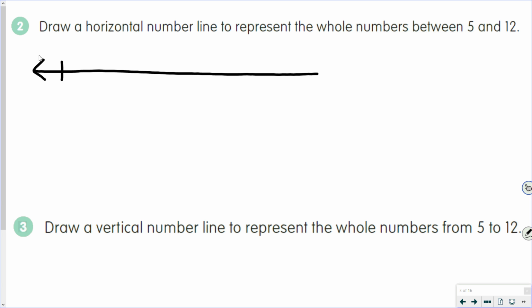Okay, but we have to make sure that the number fits the other criteria. So we want whole numbers between 5 and 12. So the first number on our number line is going to be 6 because that is the first whole number that would be between 5 and 12.